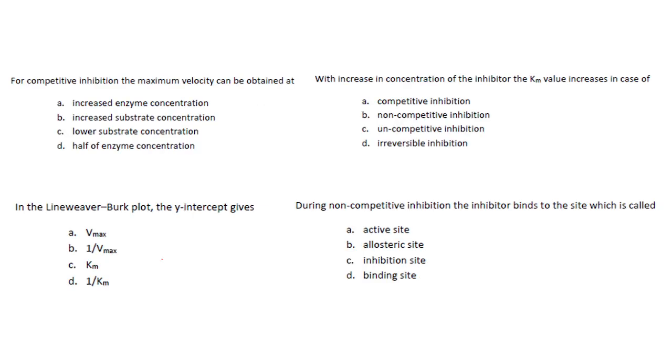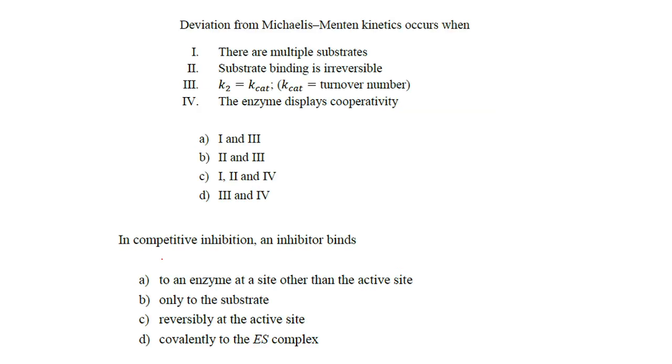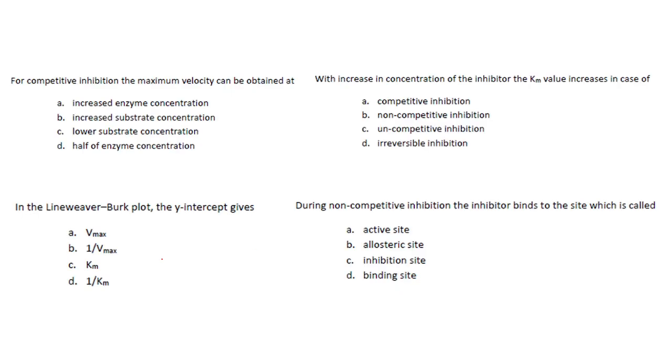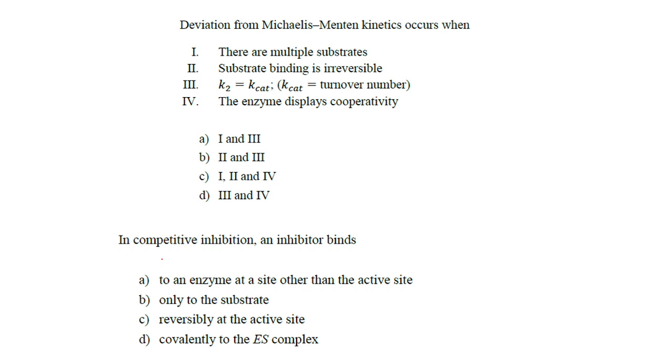Let's move on to the next question. For competitive inhibition, the maximum velocity can be obtained at. These are direct questions you can do on your own, so I'm not discussing them, but just look at them. These are direct questions, you can find the answer. What I need to talk about is the Michaelis-Menten.